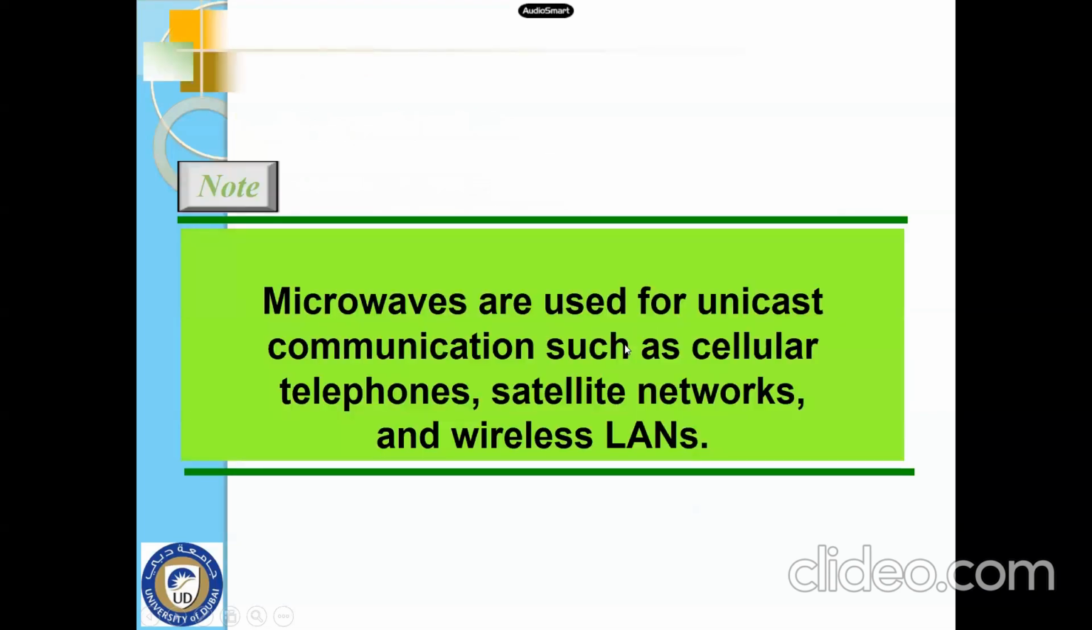So it's used for unicast communication. Unicast means it goes in a certain direction, so it's not broadcast like the radio frequency. It's used in cellular, telephone, satellite networks, and wireless LANs. Again, wireless LANs are not widely used anymore.